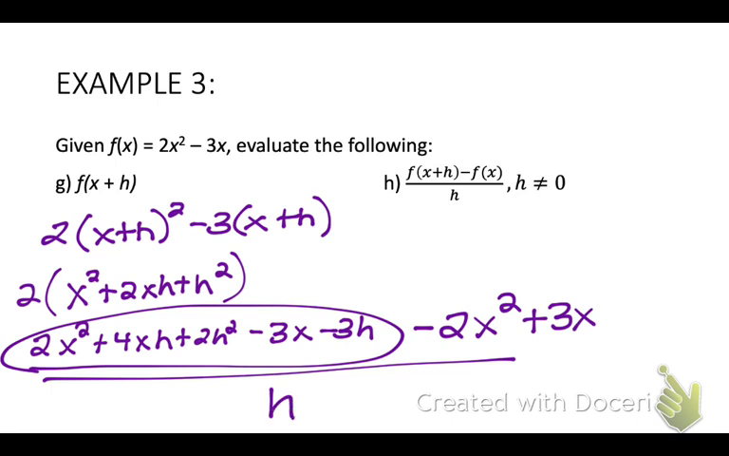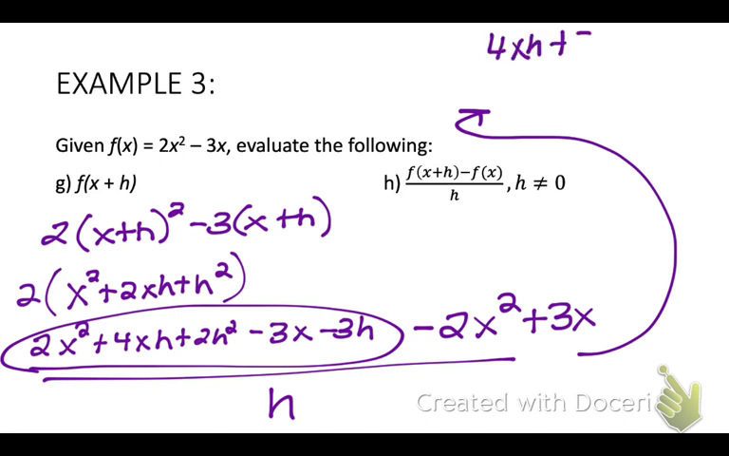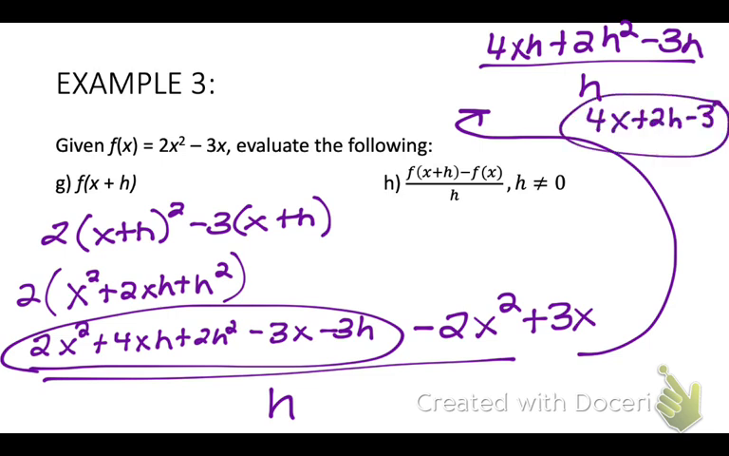Notice your 2x squareds cancel out. Your 3x cancels out. I'm left with just 4xh plus 2h squared minus 3h, divided by h. What's going to happen to my h's? I'm going to be able to cancel one out from each of these. So I'm left with just 4x plus 2h minus 3. That's our final answer there, with h not being able to equal 0.